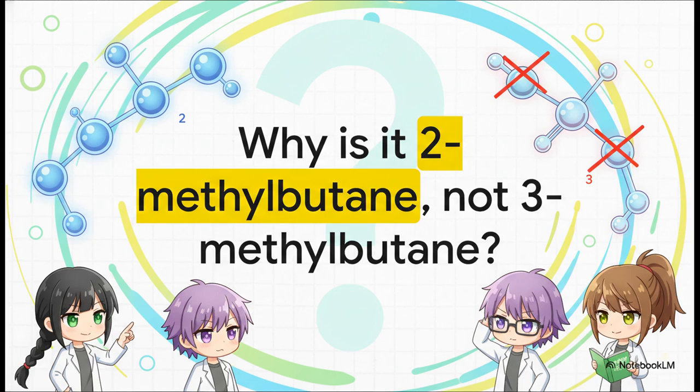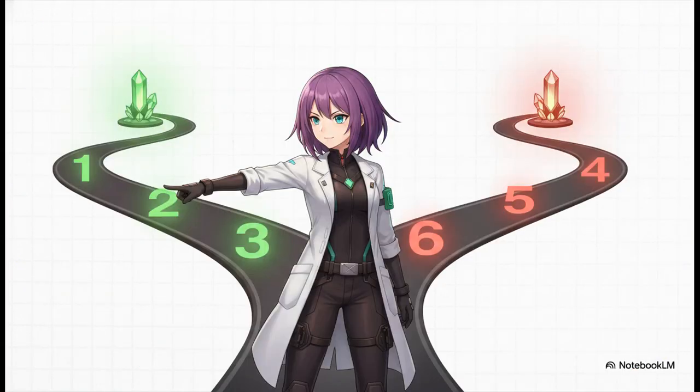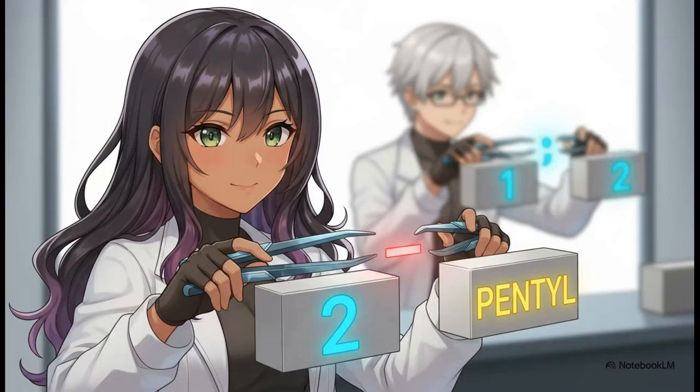Well, there's a really important rule for numbering. It's simple. You always number the chain to give that attached group the lowest possible number. And don't forget the punctuation. Use dashes between numbers and letters and commas between 2 numbers.